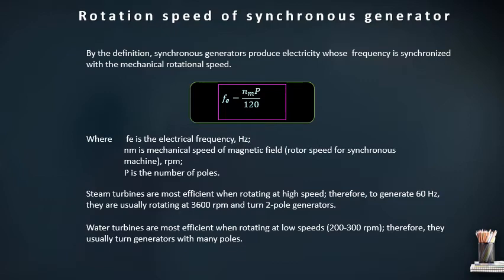Steam turbines are the most efficient when the rotor is rotating at a high speed. Therefore, to generate 60 Hz, they usually rotate at 3600 RPM and turn a two-pole generator. Water turbines are the most efficient when rotating at low speed, 200 to 300 RPM. Therefore, they usually turn generators with many poles.